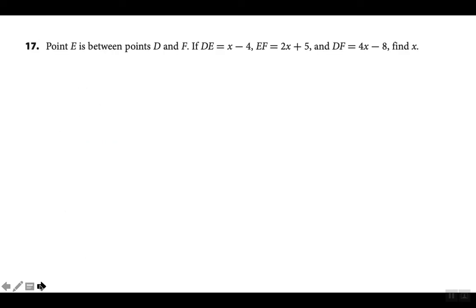Let's do another example. All right, let's look at this one. You're going to have problems like this on your homework. Okay, it says, and I want you to see how I'm going to draw it. You don't have to draw it, but it helps to visualize it. If you could do a little sketch, it helps to understand what to do in this problem. It says that point E is between points D and F.